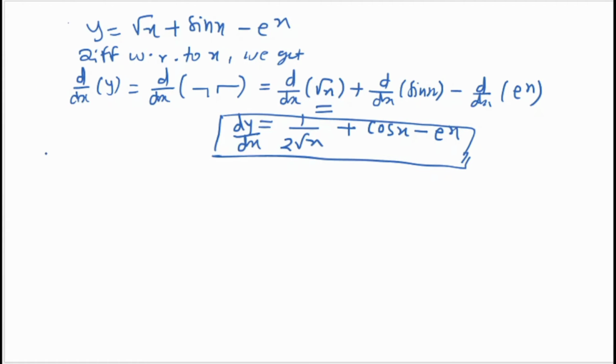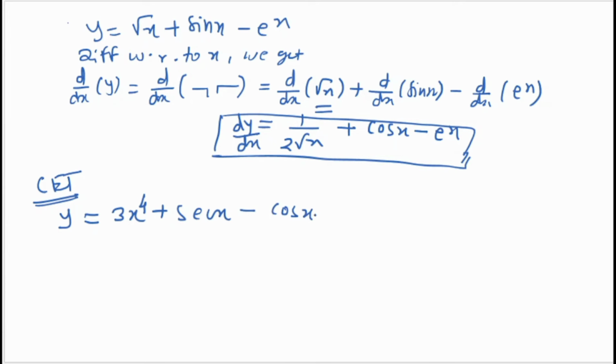So let's solve some more examples directly, the CET method. How do we solve the example for MHT CET? Let's take the example y is equal to 3x raised to 4 plus sec x minus cos x plus log x. So we write directly the derivative: apply d by dx separately to each term, and then we get the solution.